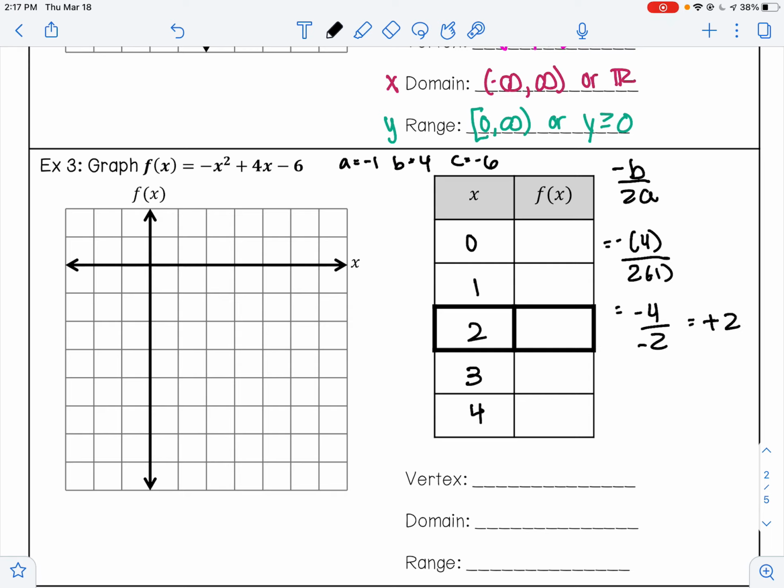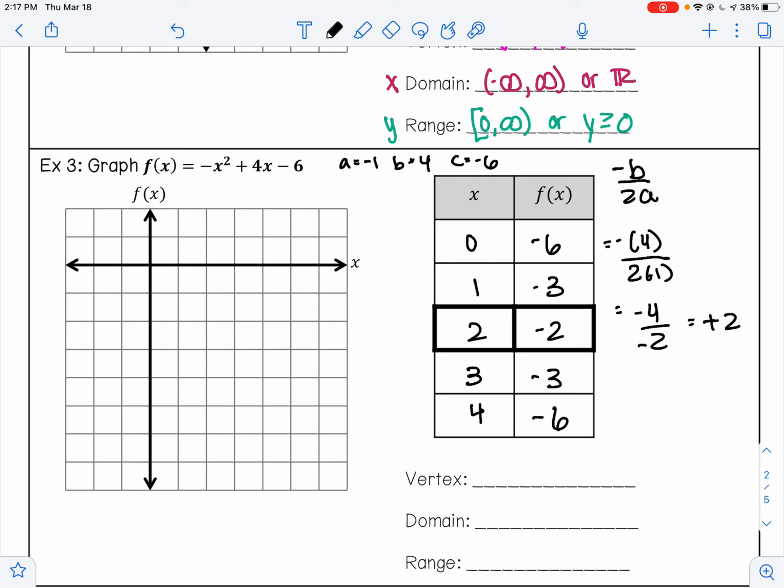Once you know what x-coordinates you want, you can take these x-coordinates and plug them in for x in your equation. Or you can use a graphing calculator. When you do that, you should get the ordered pairs (0, -6), (1, -3), (2, -2), (3, -3), and (4, -6).